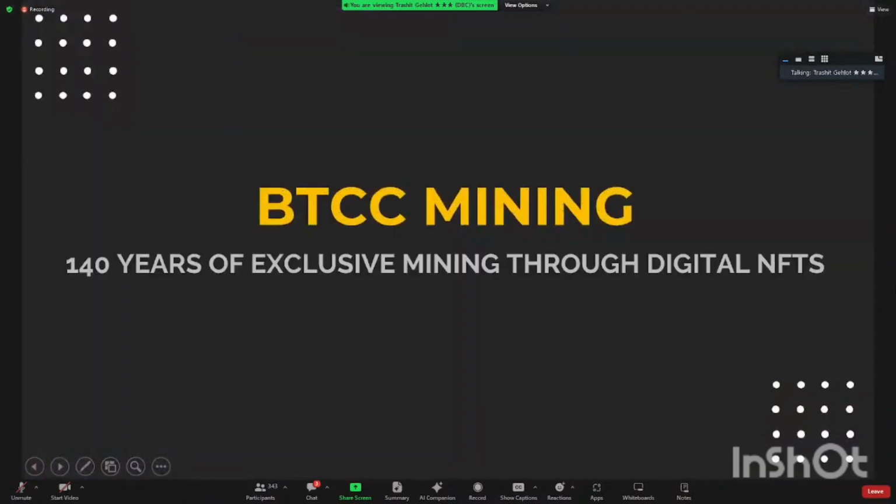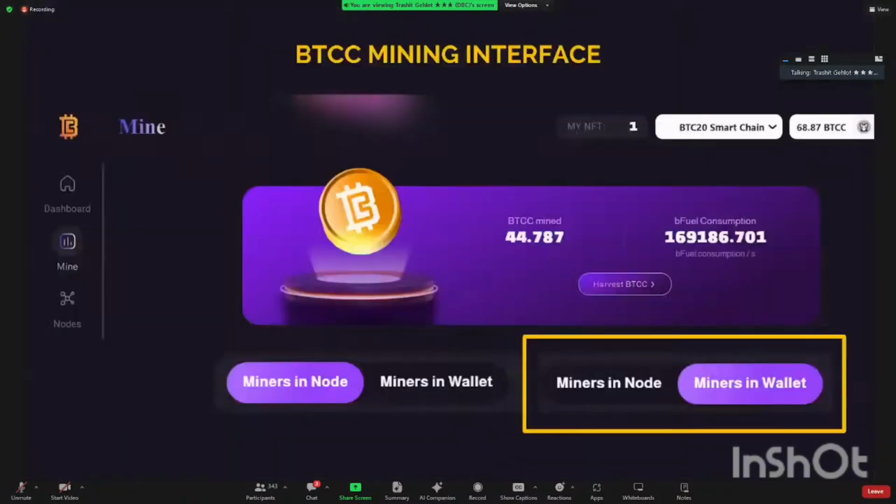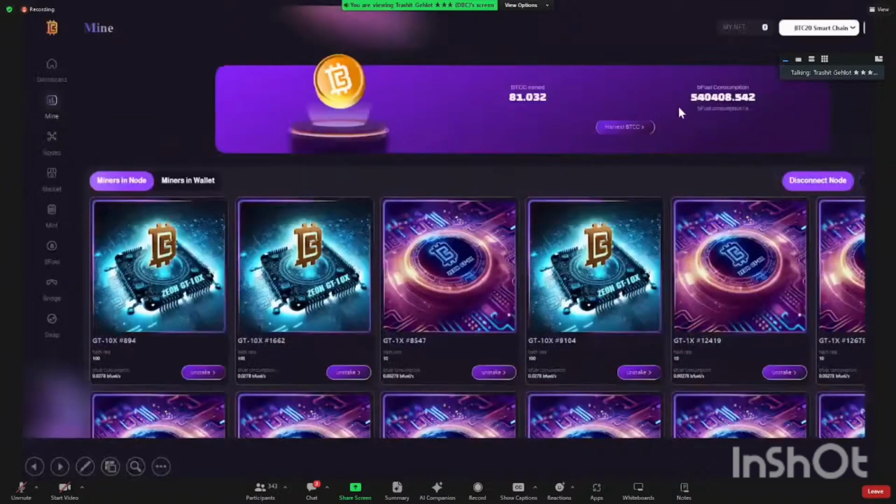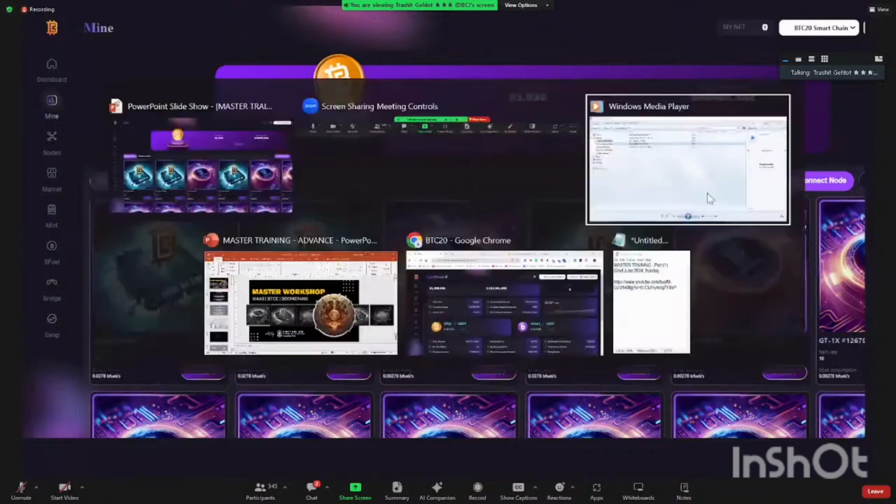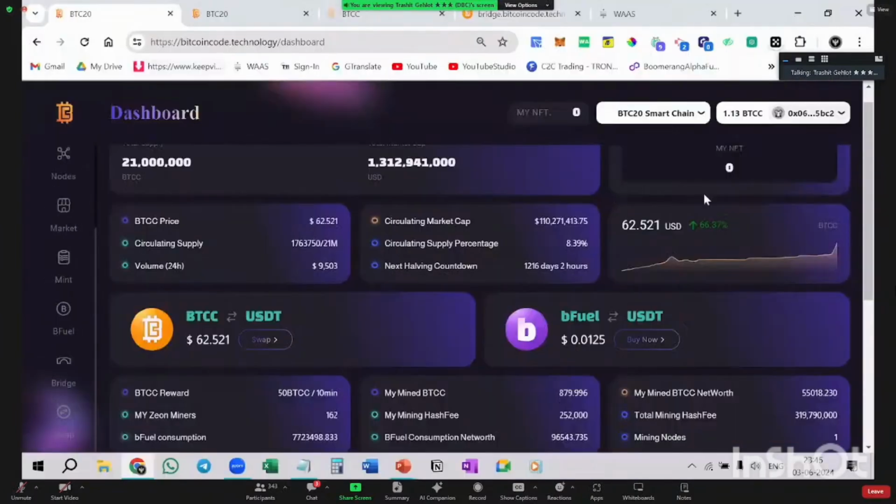BTCC mining is an exclusive program for 140 years, right? And this is how it will look. Once your NFTs are plugged in and you start mining, you will see your B fuel meter start reflecting. It starts to change every second. I'll take you to the live interface, and I'll help you understand this. Let me just take you to the live. So as you can see over here, this is the B fuel consumption, right?